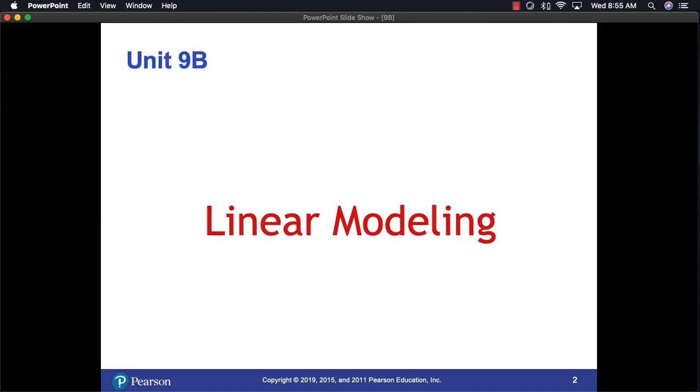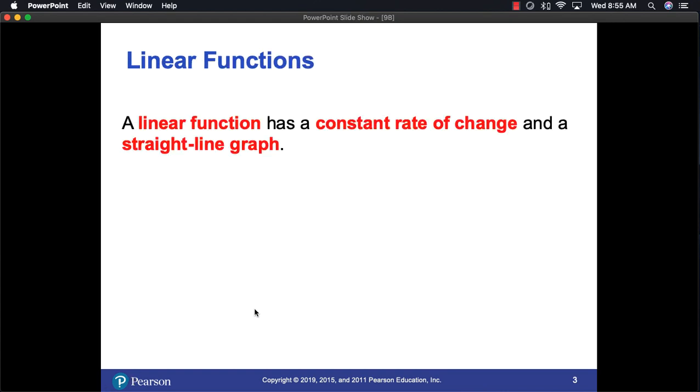Let's start with one of the easiest forms of modeling, known as linear modeling. Now, in linear modeling, you'll notice that you have what are called linear functions. And a linear function has a constant rate of change, and usually can be represented pretty easily, simply by using a straight line graph.